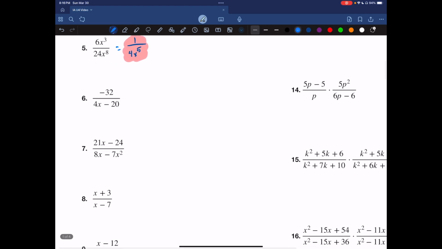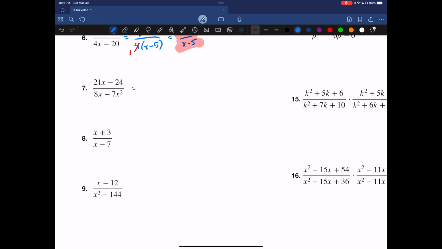On number 6, I need to factor the bottom. Okay, so it's going to be negative 32 over, I factor out a GCF of 4, x minus 5. Okay, there's that. And so I can get rid of 4 goes in 4 one time and 32 8 times. Don't forget your negative, but this is going to be negative 8 over x minus 5. Okay, moving on.